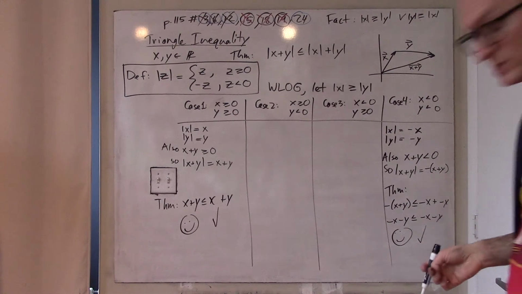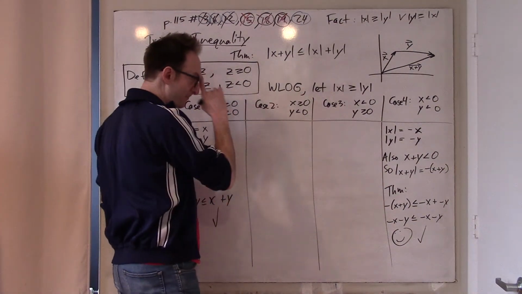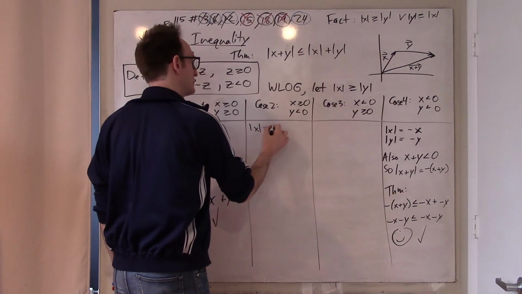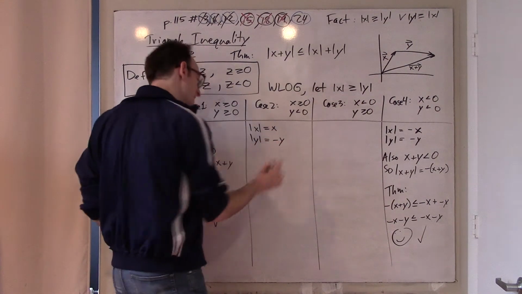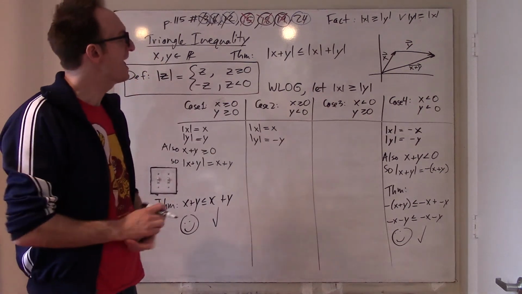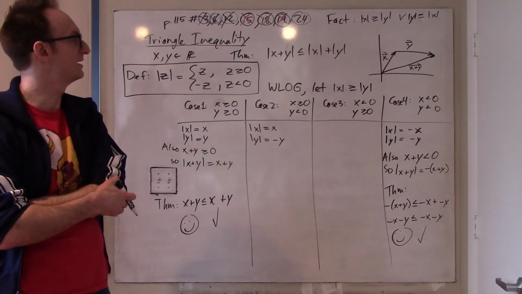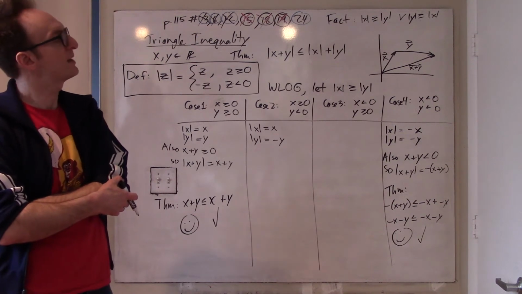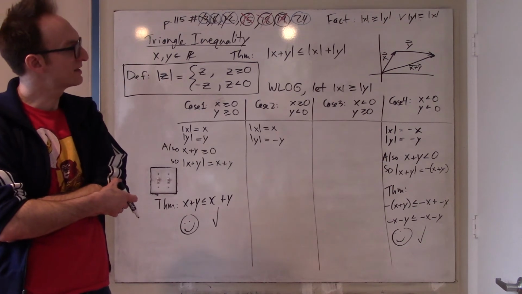Okay, now we go to case 2. Cases 2 and 3 are going to be very similar, but a little bit different. What now? Well, x is greater than or equal to 0. So the absolute value of x is just going to be x. And the absolute value of y is going to be negative y. And now I need to determine inside here whether x plus y is positive or negative. And because x is the bigger one, it's going to be positive.